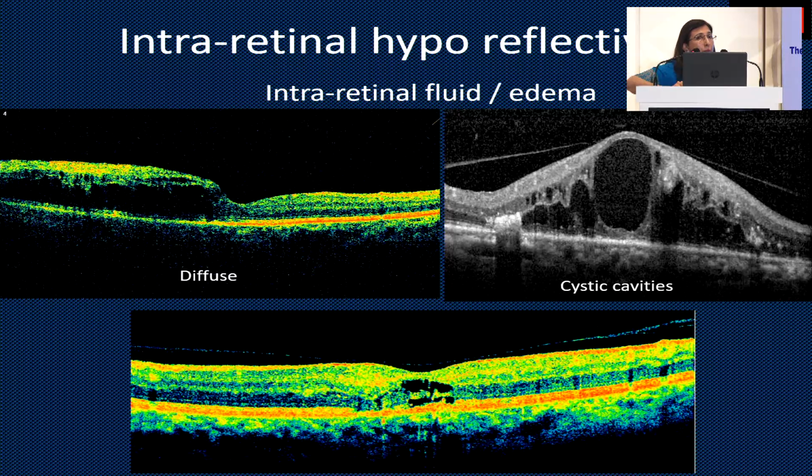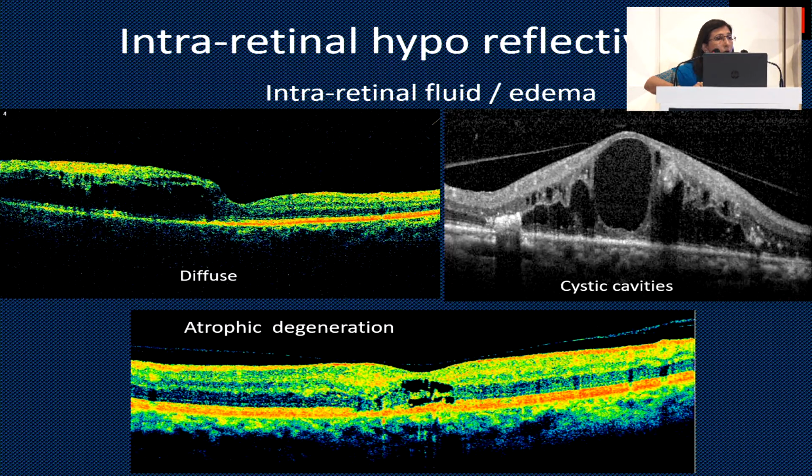But not all hyporeflective spaces are fluid. Sometimes you may see these kinds of hyporeflective spaces, but they are not due to fluid. They are due to atrophy of the retinal cells or degeneration. So how do you differentiate? It has to be a clinical examination. So a good thorough 90-D examination will help you differentiate any clinical macular edema.